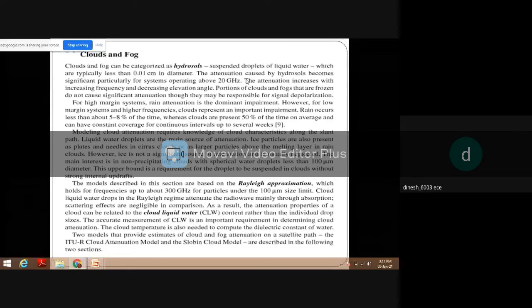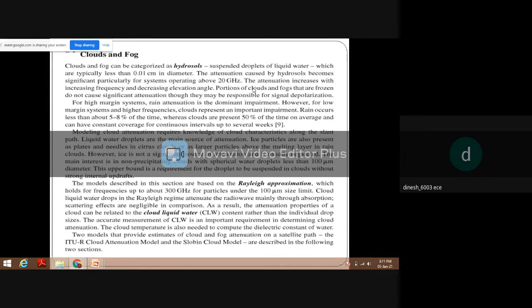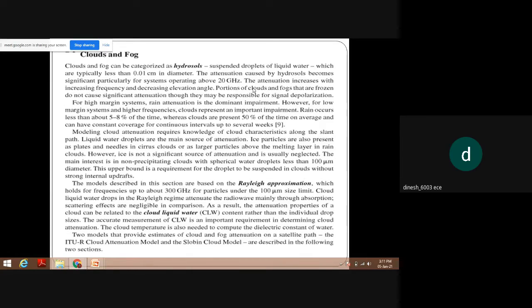After the rain, we are going to see cloud and fog, which can be categorized as hydrosols, which are suspended droplets of liquid water.